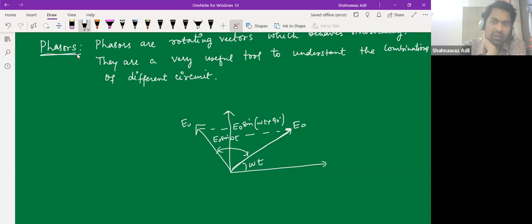Did you understand about this phasor part, the phasor diagram? Can you explain it one more time? Okay, so let me just start.